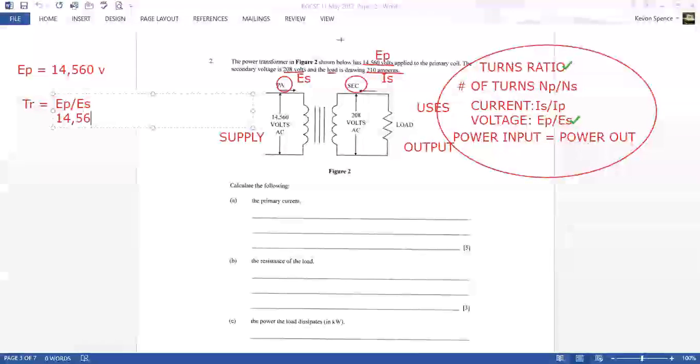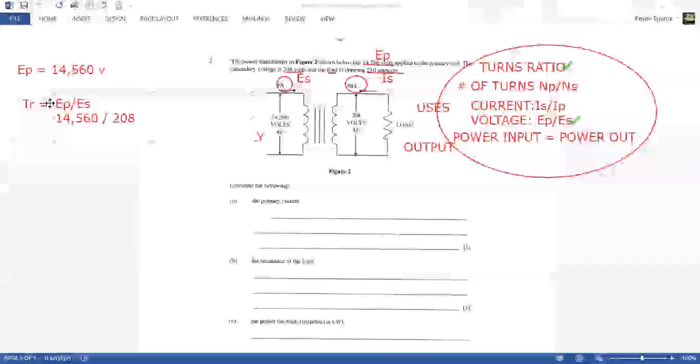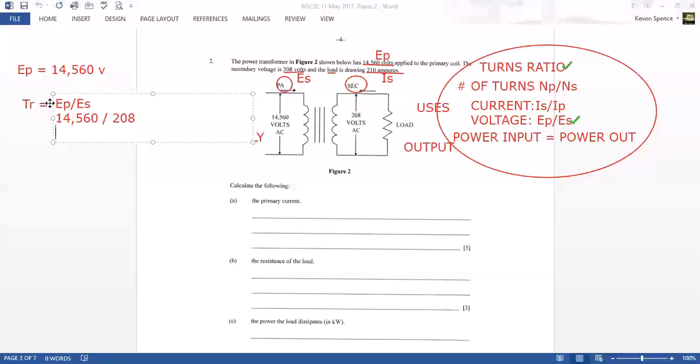Inputting the values, EP is 14,560 divided by 208, which is ES. Everybody with me? So when we divide that, how much do we get? Hold on. You should get 70.